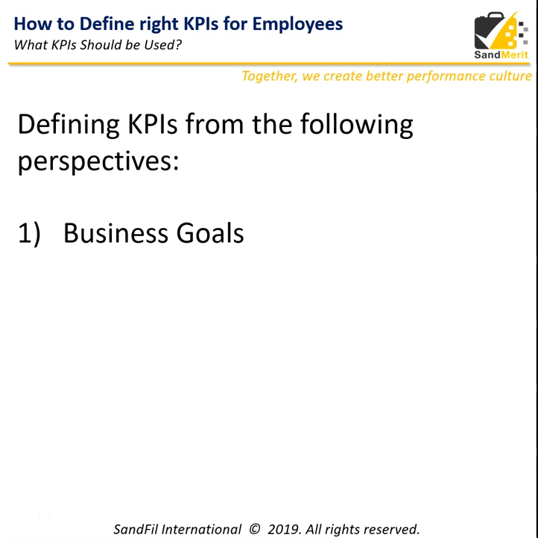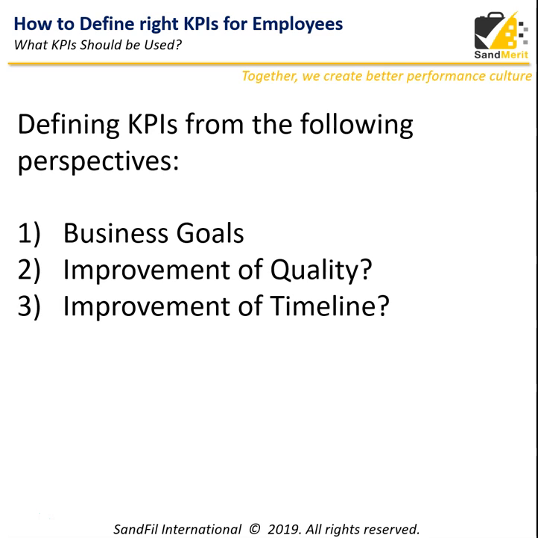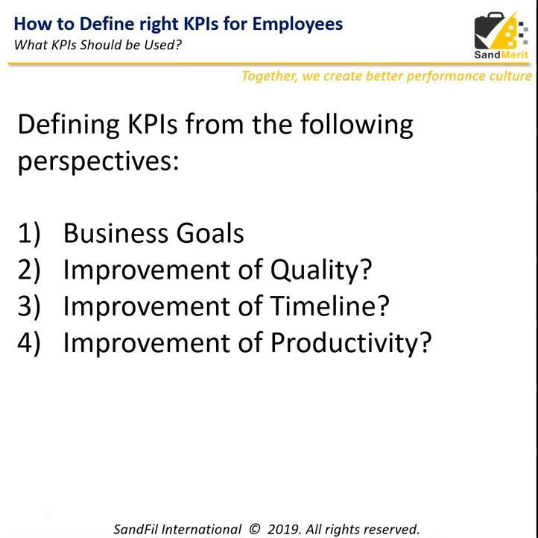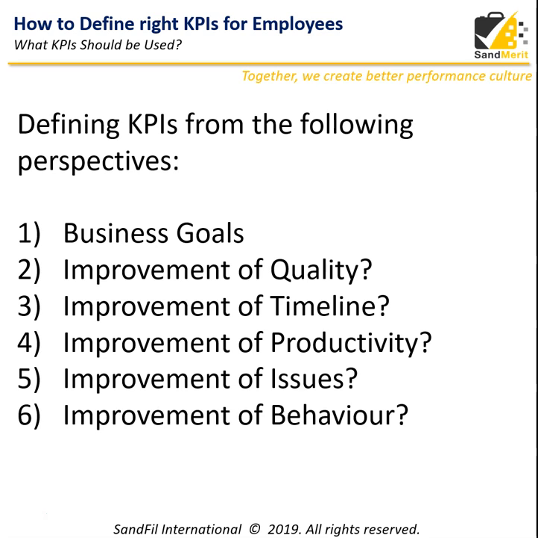First, business goals. You need to make sure your KPIs are aligned to your business goals. You may need to improve the quality of work. You need to improve the project timeline. Maybe you want to improve the productivity. Maybe you have a current issue you need to address, so you need to improve the issue. How about behavior, employee behavior?